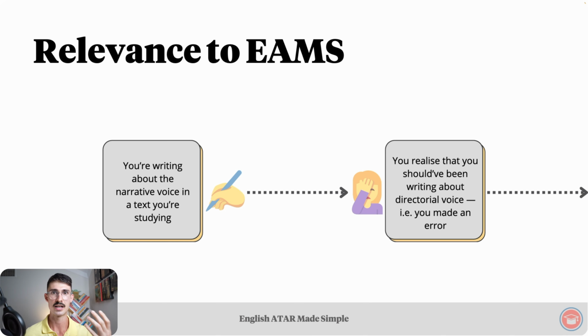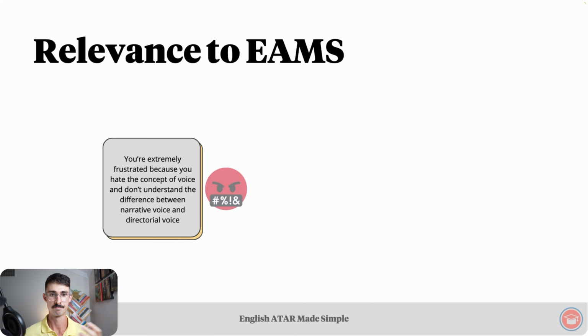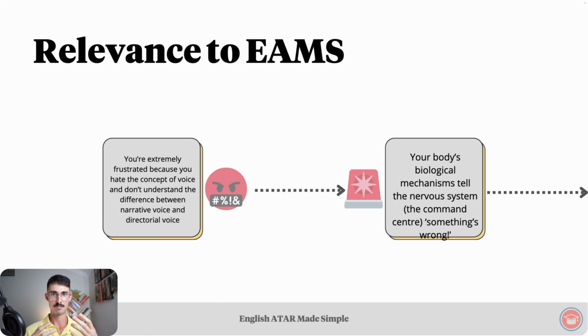You made an error. You realize you spoke about the wrong type of voice. Then you get really frustrated because you hate the concept of voice. You don't understand the difference between the two types of voice. After that, your body's biological mechanisms tell the nervous system something's wrong, something's not right here.